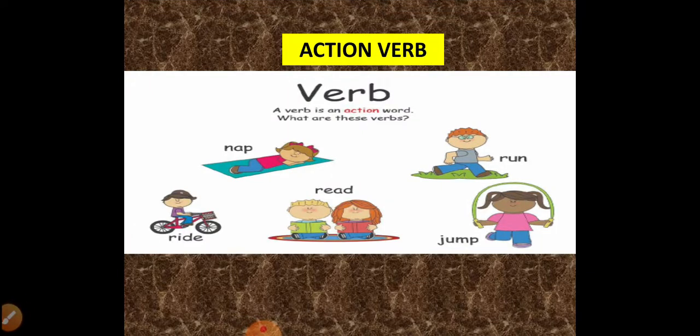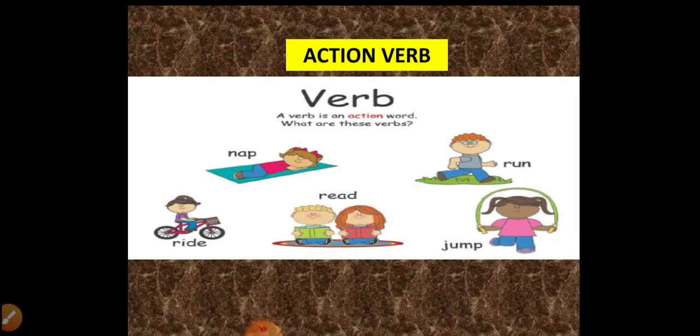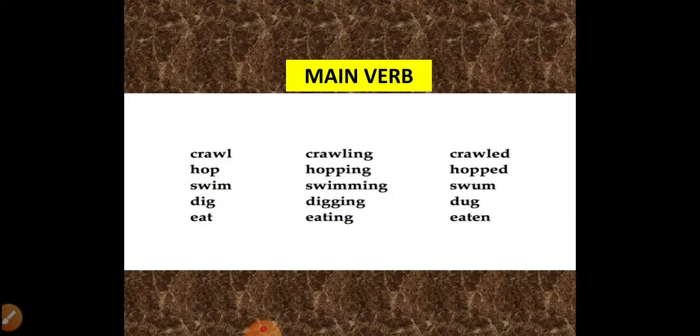Now action verbs. What are action verbs? A verb is an action word, like ride, nap, read, jump, run. Remember one thing, children: when we translate action words into Hindi, we get 'na' in the end, like cycle chalana, sona, padhna, bhagna, kudna. They all have 'na' in the end, right? And another thing, linking verbs do not have first, second or third form or ing form, but our main verbs have their different forms.